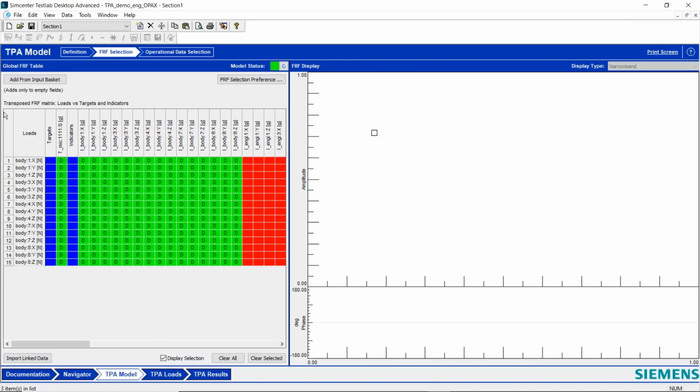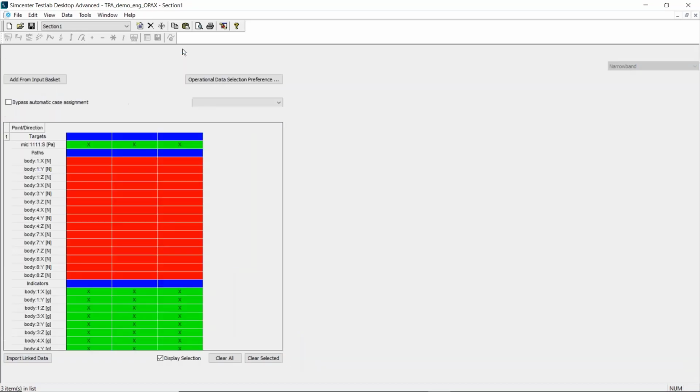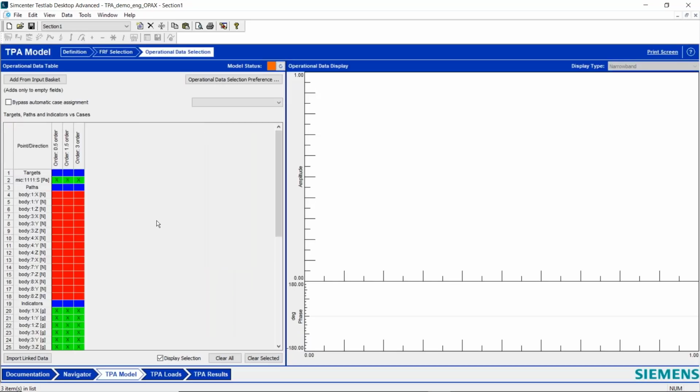I find my FRF data. It's found the FRFs from the paths to the targets. Actually, it's got paths to paths here, but I'm not going to use them. And then operational data, it's got all the operational data I need as well, so active and passive side.